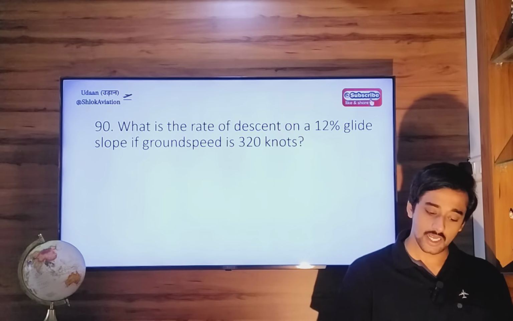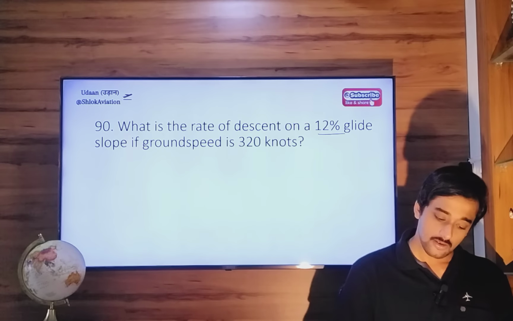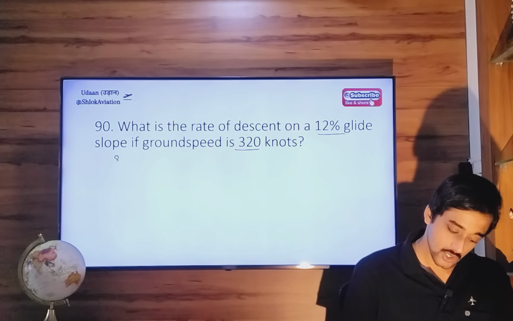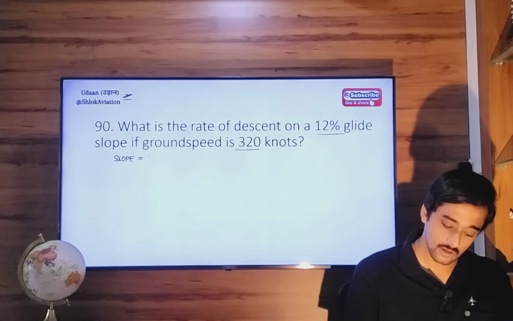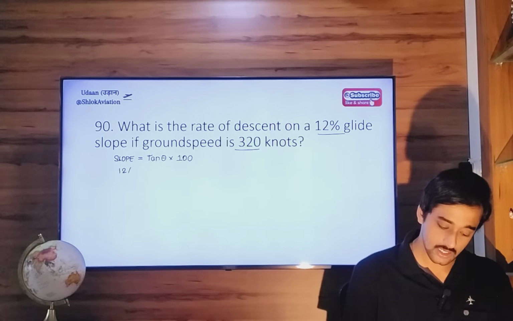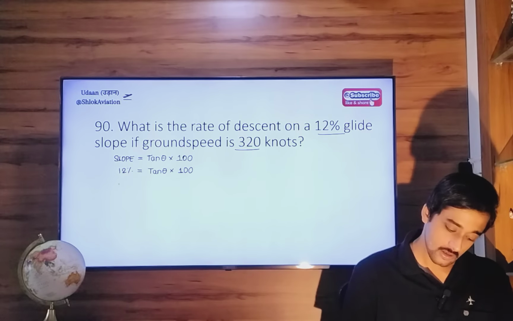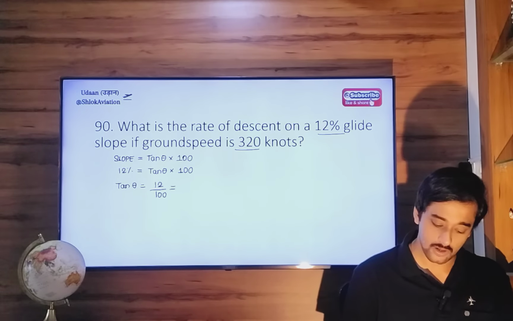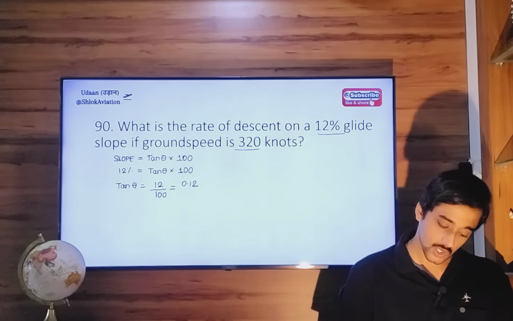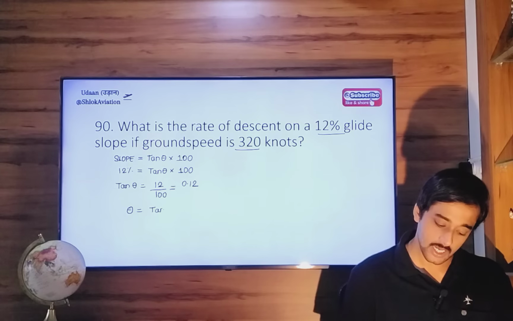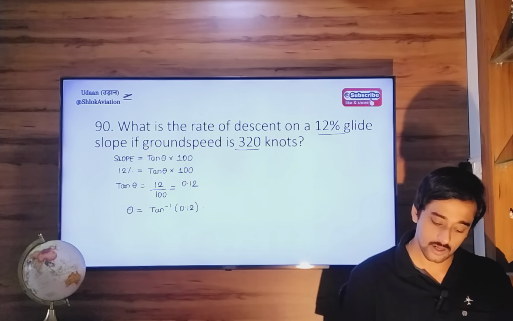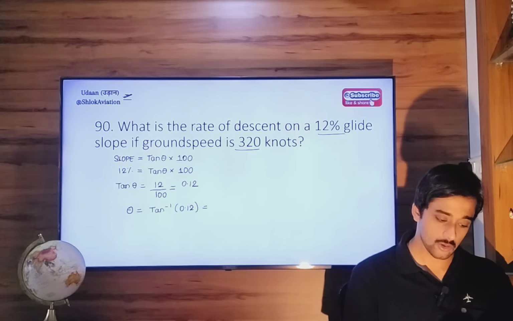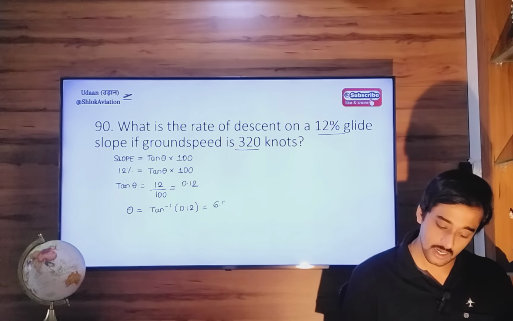Next, what is the rate of descent on a 12% glide slope with a speed of 320 knots? So glide slope in terms of percentage equals tan theta into 100. So 12 percent equals tan theta into 100. So tan theta will be equal to 12 divided by 100, that is equal to 0.12. So theta will be equal to tan inverse 0.12, 6.8 degrees.